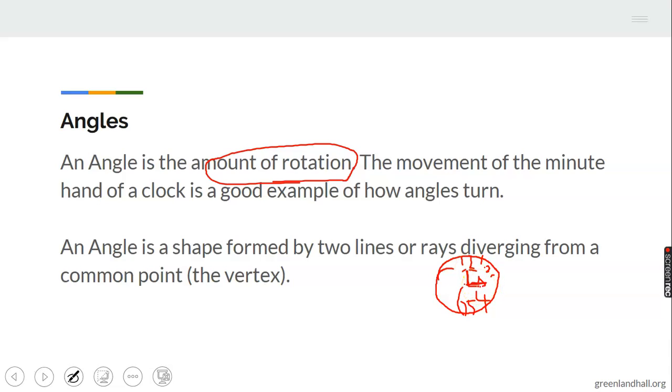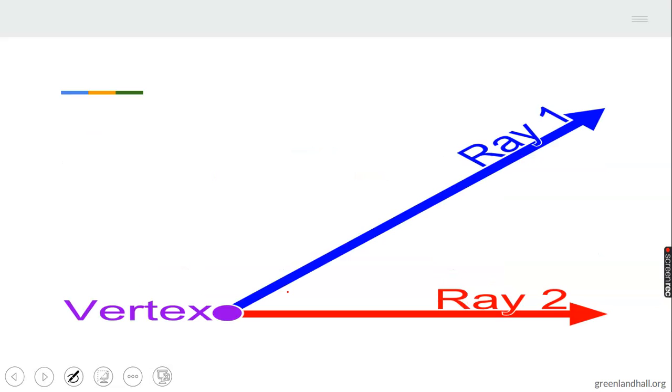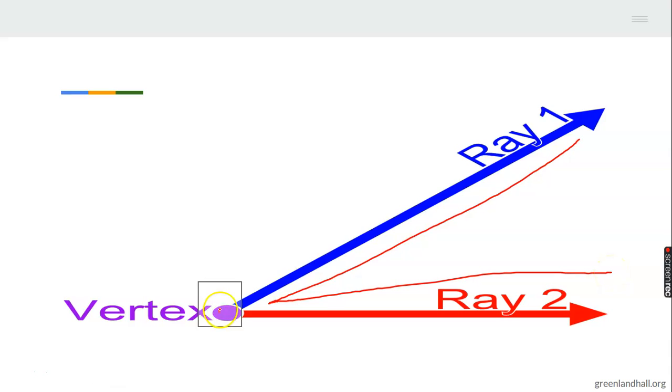Now, let me give you a proper definition of an angle. An angle is a shape formed by 2 lines or rays diverging from a common point. That common point is the vertex. Let me show you the picture of what I'm trying to explain to you. You can see this is a ray or a line, another second ray, and there's a point, which is a vertex. Where the first and the second line meet is called the vertex, and that's an angle.